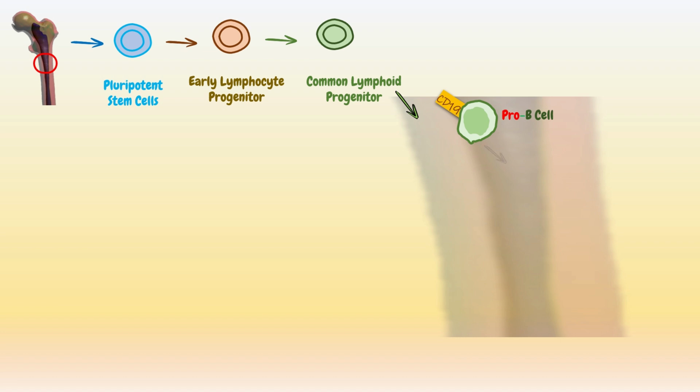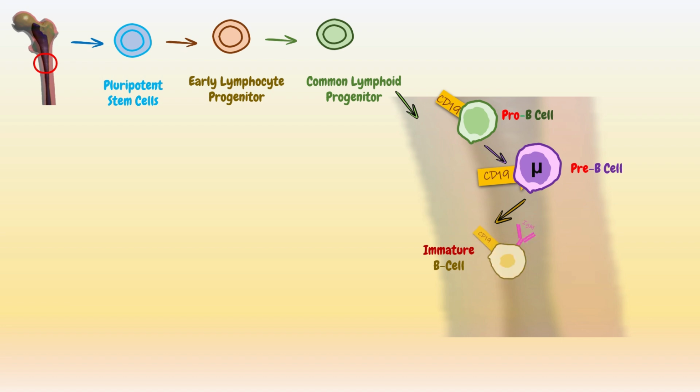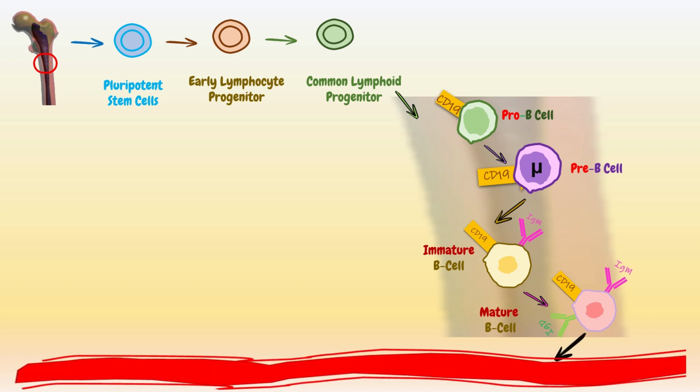The cell then expresses the IgM heavy chain in its cytoplasm and is known as a pre-B cell. The next stage is called an immature B cell, which expresses immunoglobulin M on its cell surface. Finally, the cell becomes a mature B cell, expressing both immunoglobulin M and immunoglobulin D on its surface. This B cell leaves the bone marrow and enters the bloodstream.